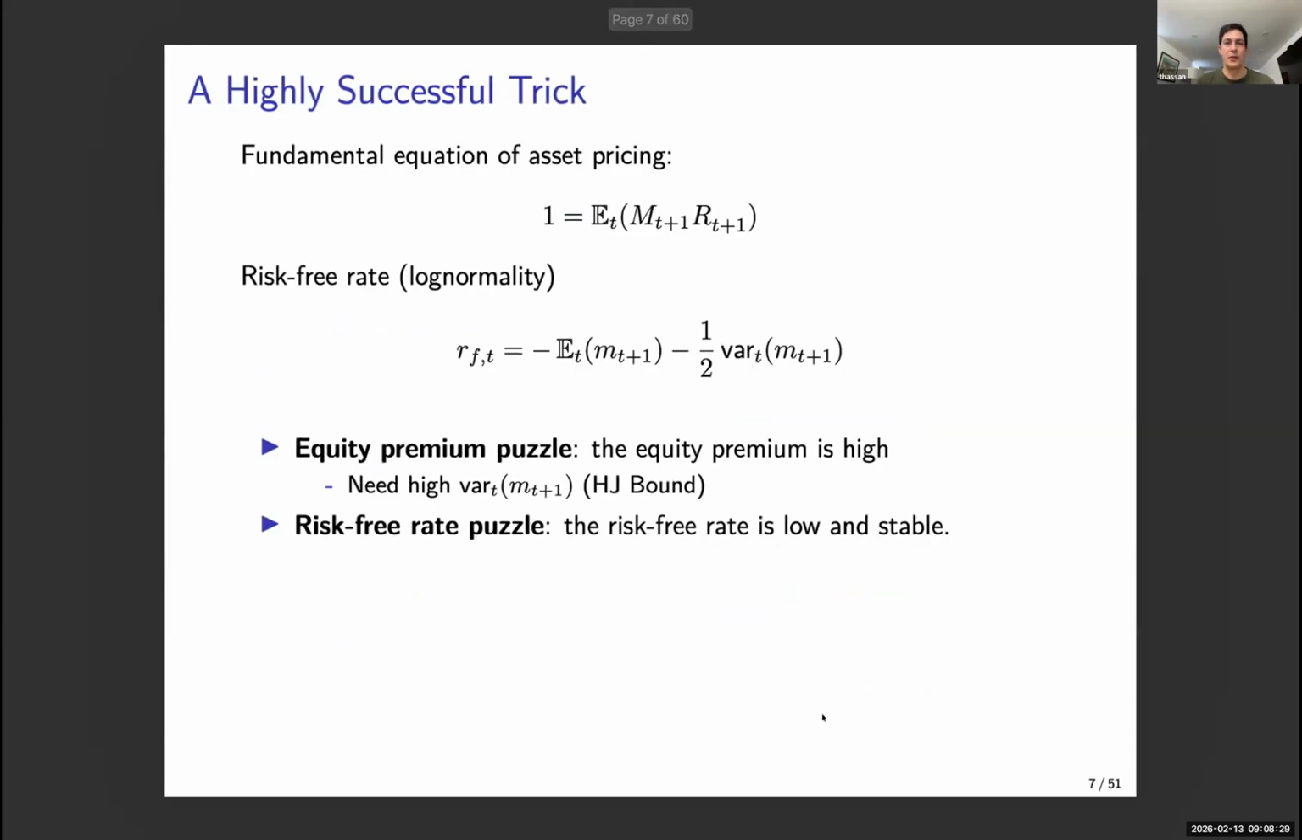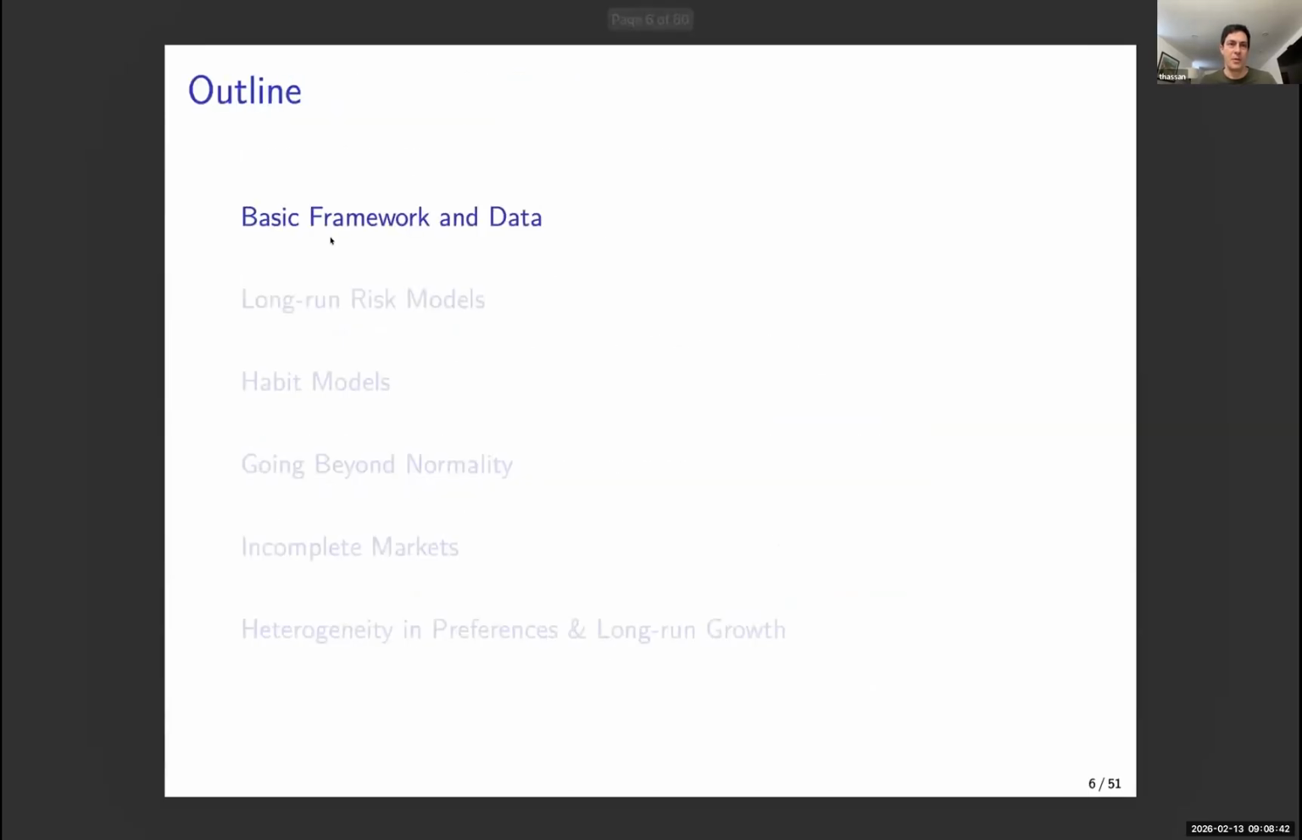So let me start by giving you a picture of the problem. I'm going to explain the problem in a general way, and then give you a basic framework. Then we're going to go to the long-run risk model, then to habit models, and then we'll see if we have time for the rest.